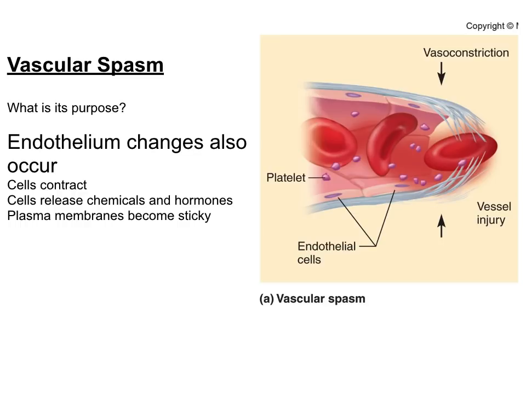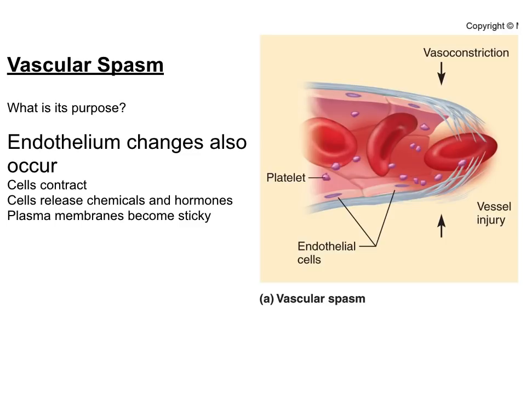Vascular spasm is the first mechanism. It occurs immediately after damage and can last up to about 30 minutes. It involves the contraction of smooth muscle in the walls of damaged blood vessels. This contraction decreases the lumen, or the opening within the blood vessel. Now, the contraction is due to and can be triggered by physical trauma to the smooth muscle itself. Smooth muscle is very sensitive to damage, and whenever you damage smooth muscle cells, they respond by contracting.